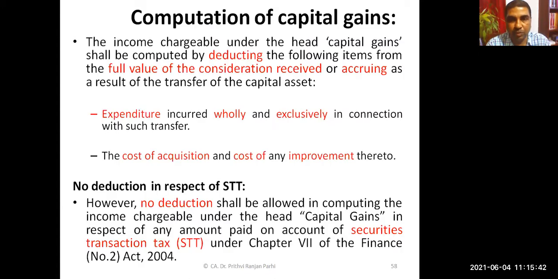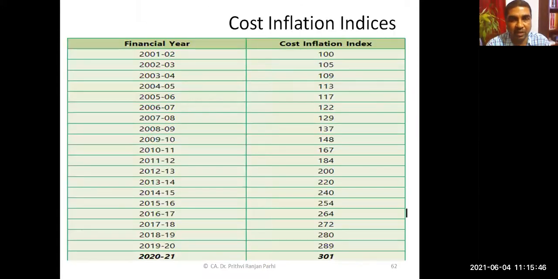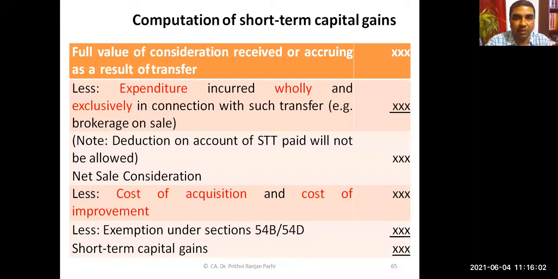Modes of computation of capital gain. Broadly, you have already understood this thing. What is the cost inflation index? I had shown you this index. This is relevant to compute long-term capital gain, where indexation will be there. So, broadly, we have learned how to compute short-term capital gain.